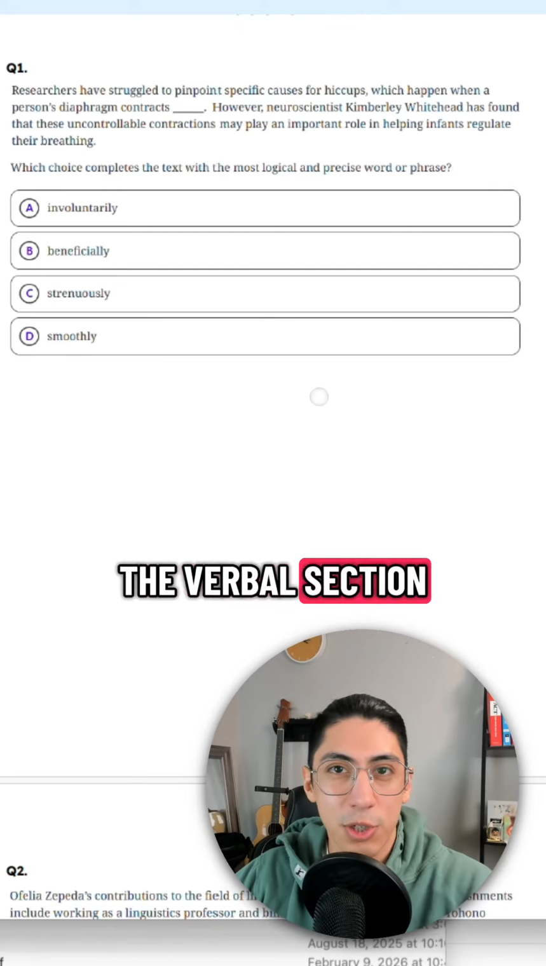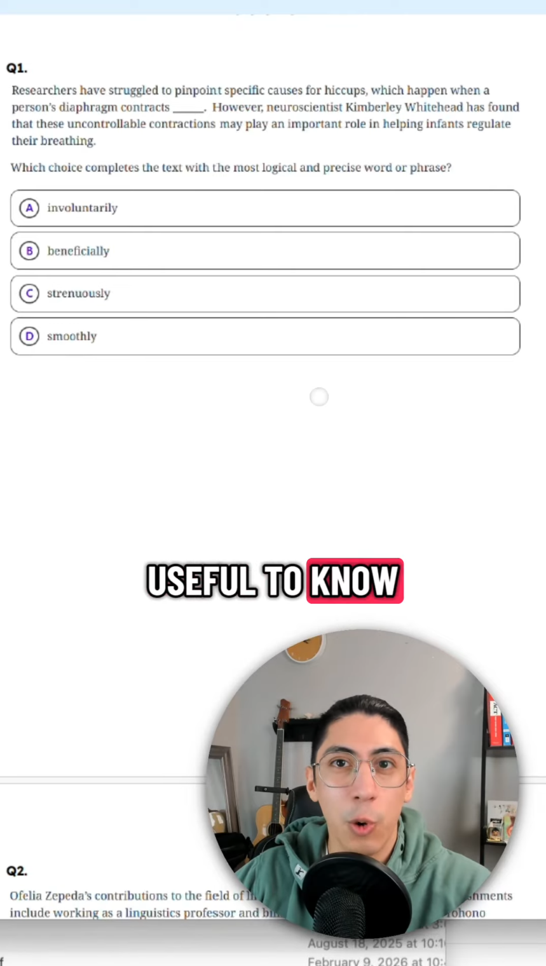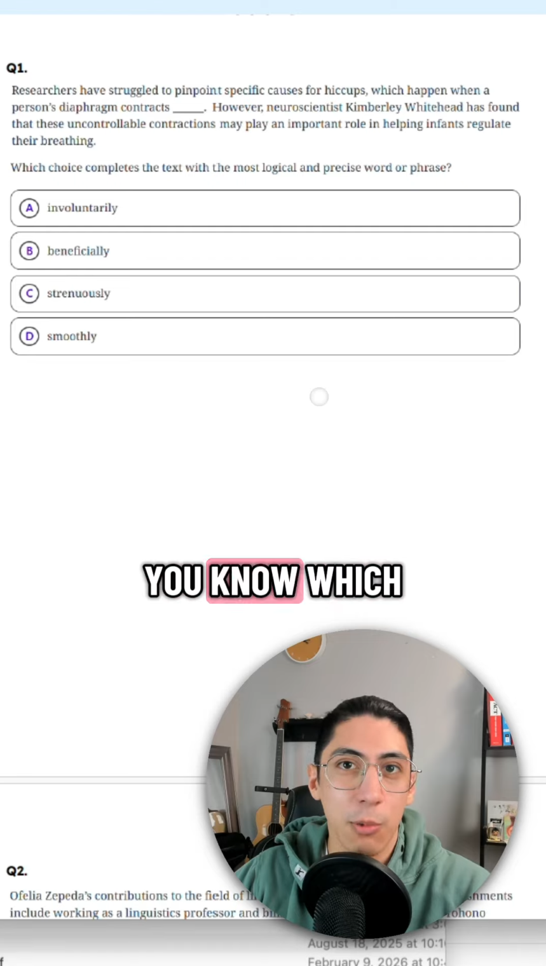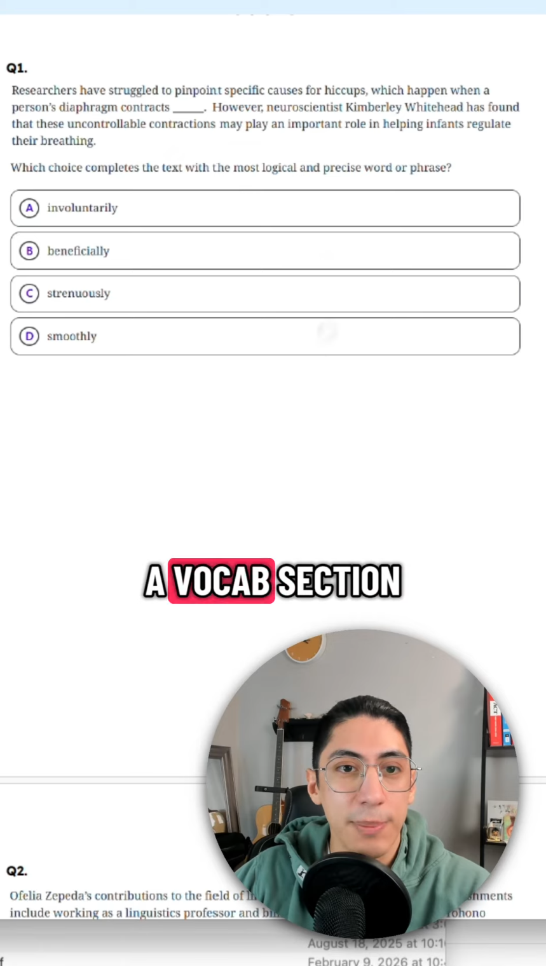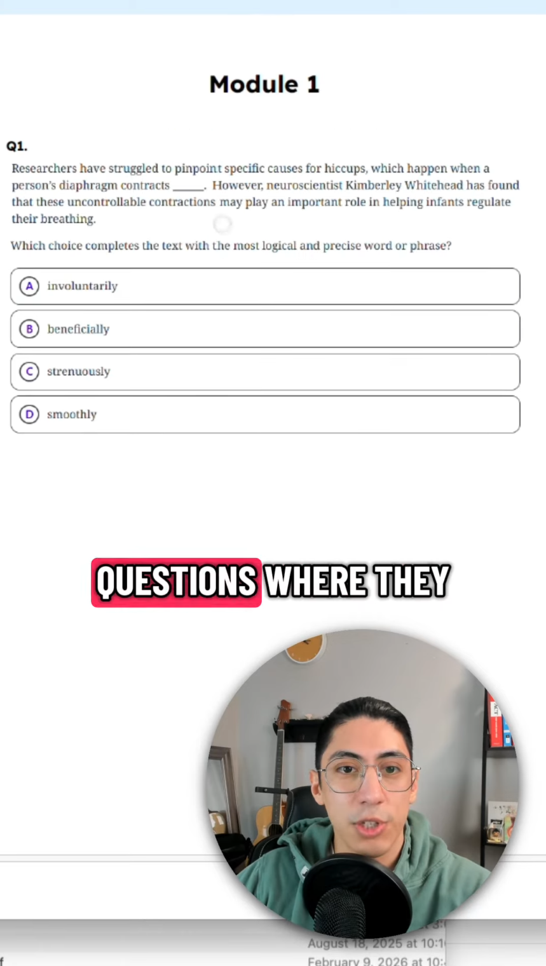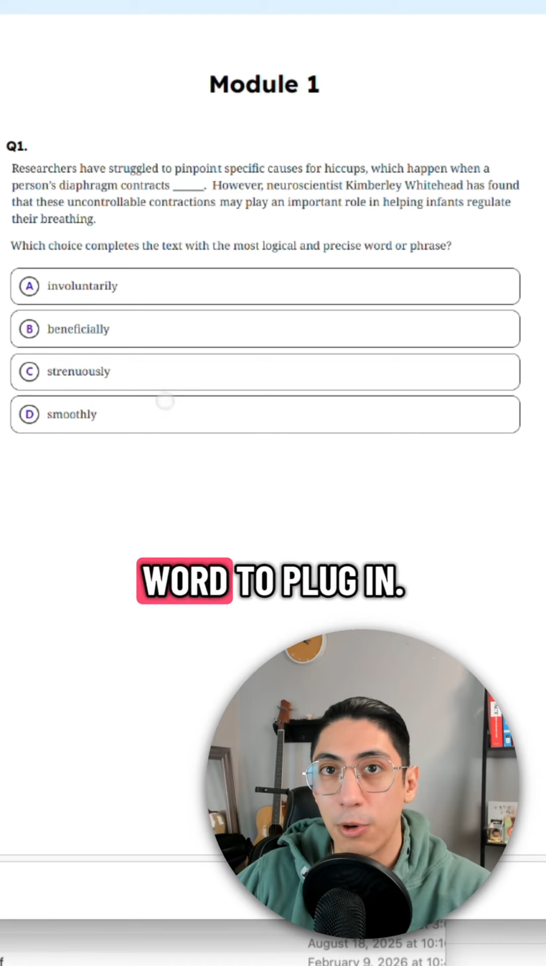On the SAT, the verbal section always comes first, and it's really useful to know the order of the questions so that way you know which strategies to use. So one thing you'll notice is that no matter what, you'll always have a vocab section that starts. This is those questions where they ask you for a specific vocab word to plug in.